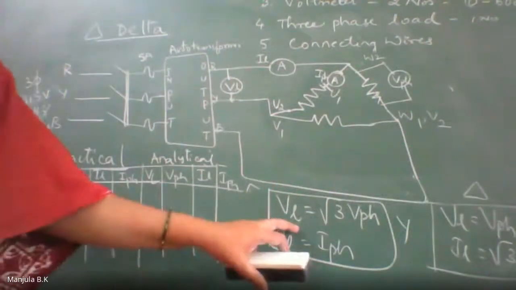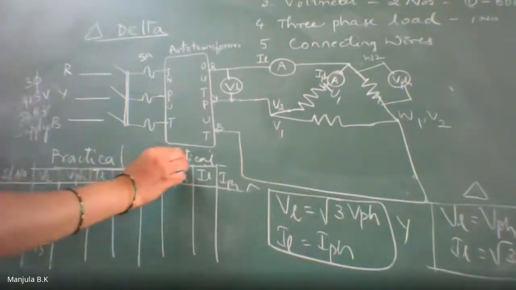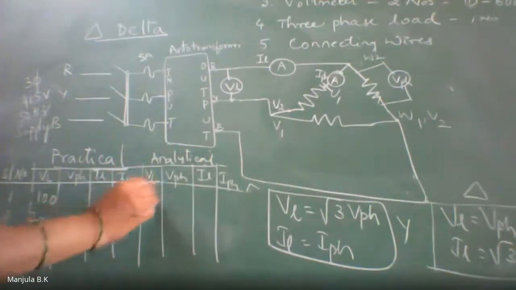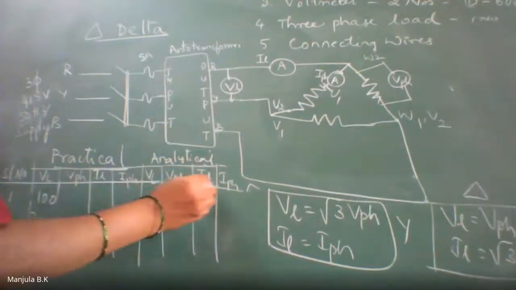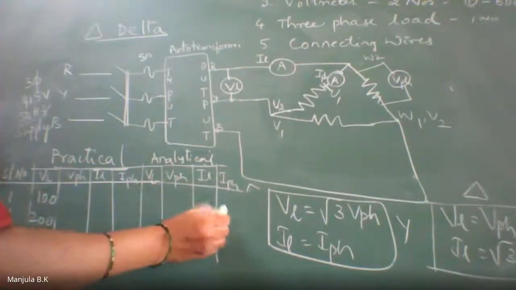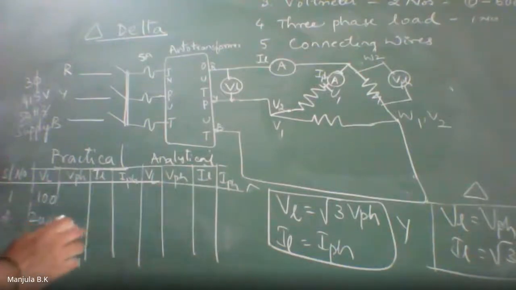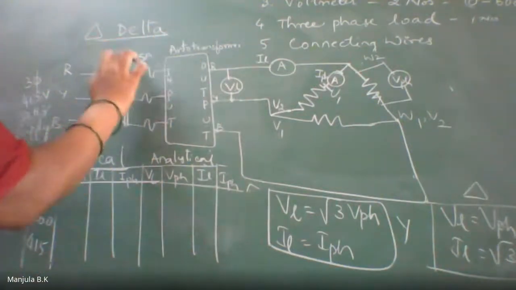So this has to be proved. So this is the analytical part. We will write down what is VL and what is VPH in case of star, and what is IL and IPH in case of delta. So we will have two different tabular columns for each case, star and delta.